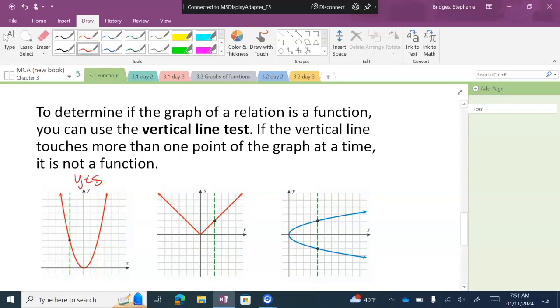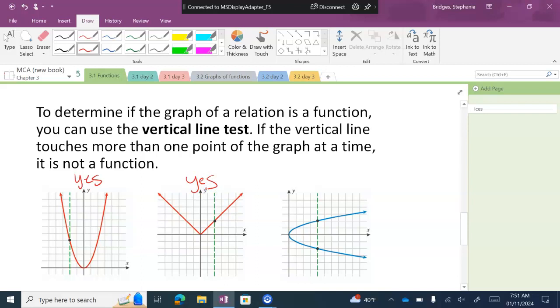And then if we did the second graph, this is an absolute value graph. If I were to run my vertical line test, is it a function? Yes. And then this is a parabola on its side. Okay, would that one pass my vertical line test?